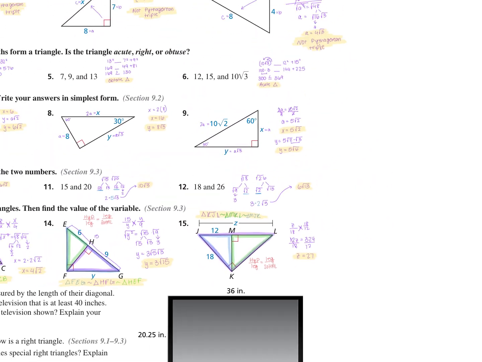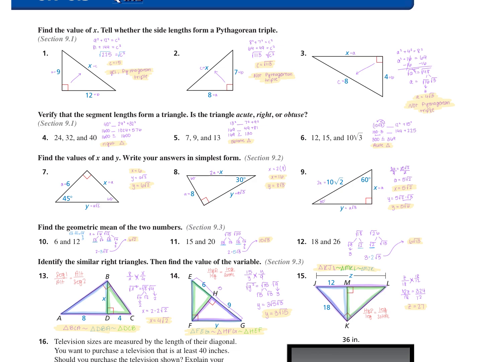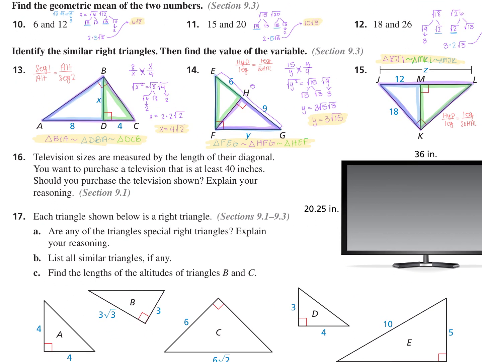All right, questions so far on the first 15? These ones should have been pretty easy, very concrete answers. Questions on the first 15? All right, 16 and 17. 16 was a little challenging for some people.